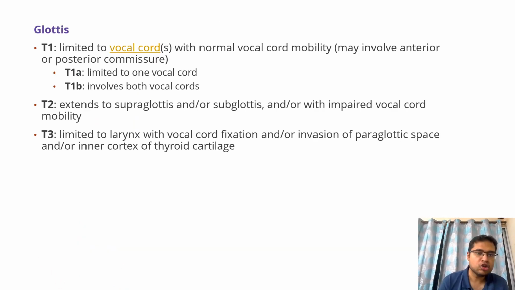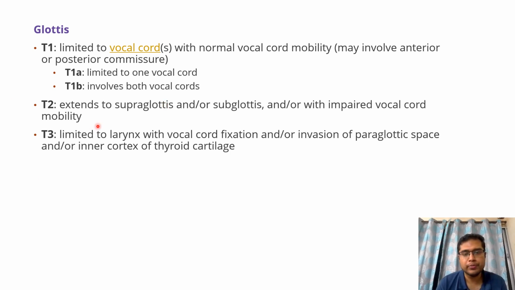Coming to the glottic carcinoma, which is the most common, the T1 stage is where the tumor is limited to the vocal cords with normal vocal cord mobility. It may involve the anterior or posterior commissure. T1A is limited to one vocal cord, T1B involves both the cords.